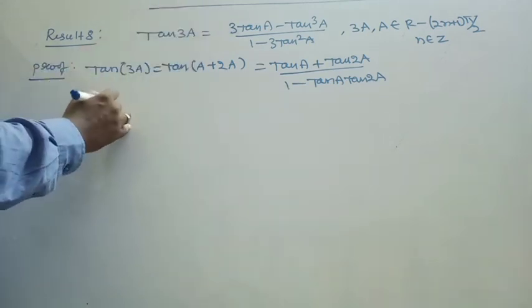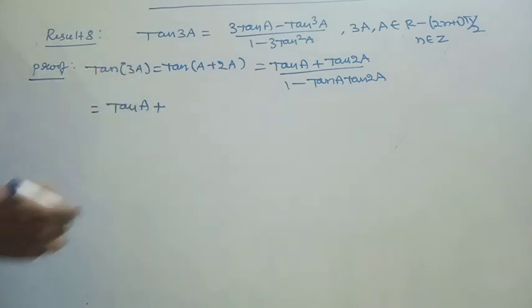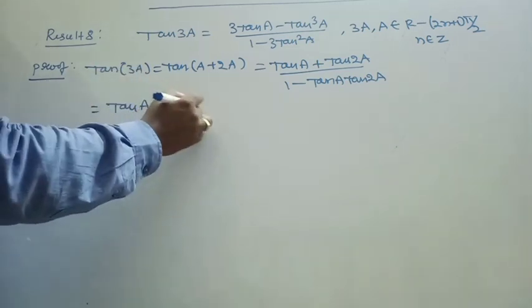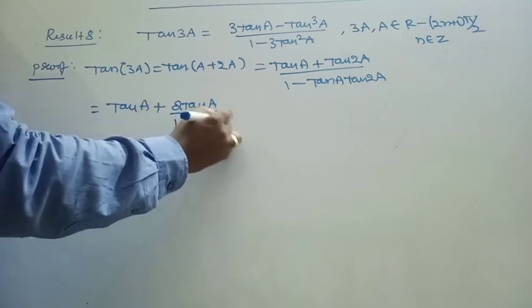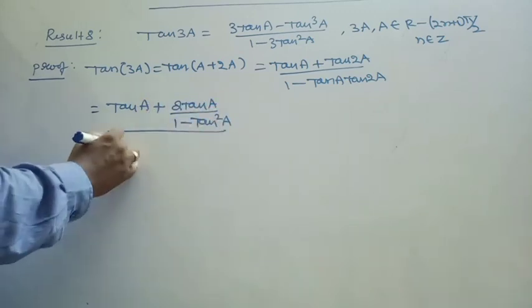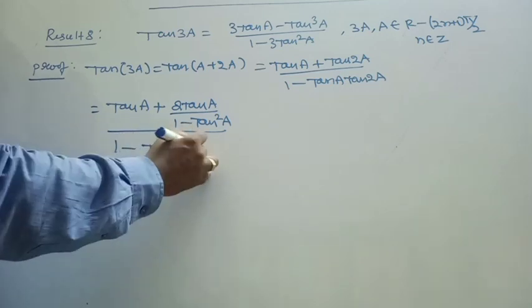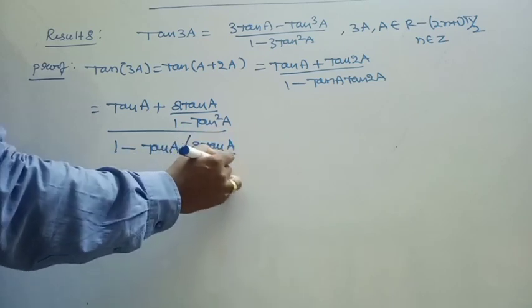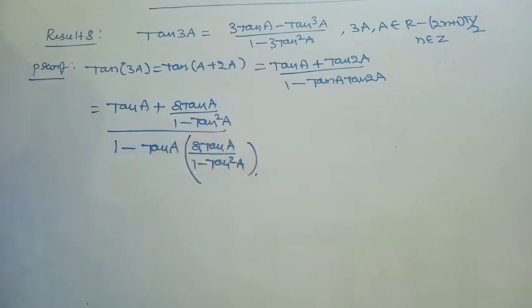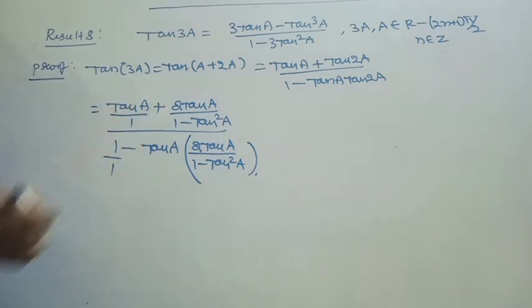Now this is equal to tan a plus tan 2a. We already derived the formula, that is nothing but 2 tan a by 1 minus tan square a. This whole thing is divided by 1 minus tan a into tan 2a, which is nothing but 2 tan a by 1 minus tan square a. See how beautifully we have got this. Now let us try to simplify this.